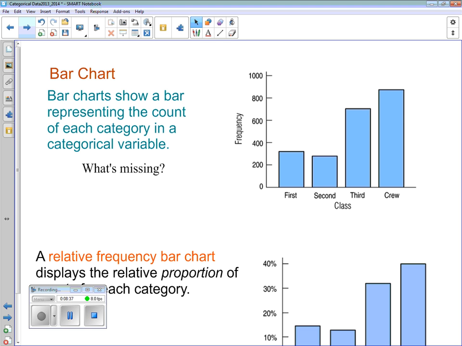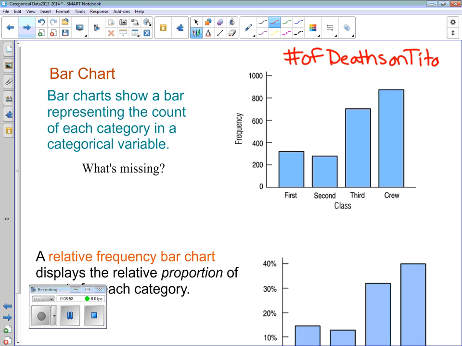What is the frequency of what I'm counting? What would that be? The death, how many people died? Yeah. So that might be part of the title, and that would be okay, or you can label your axis that way. But you definitely need to create a title. So we could say like number of deaths on the Titanic. Okay, good enough? All right.